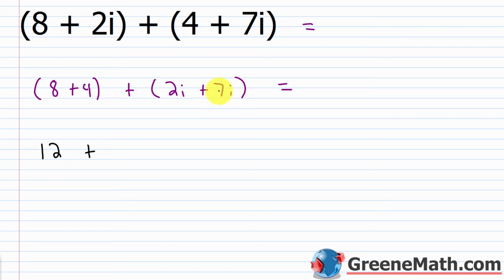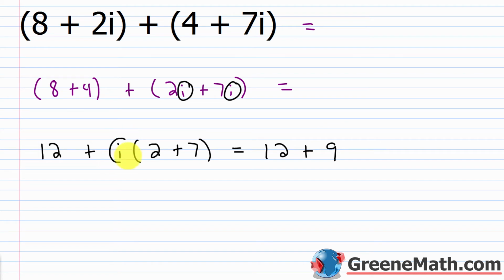To make that crystal clear, you could factor out the i, right? That's common to each one there. And so you have i times the quantity 2 plus 7. And so this would be 12 plus 2 plus 7 is 9 times that i there. So you end up with 12 plus 9i. So it's just like adding like terms. It's the same principle here.